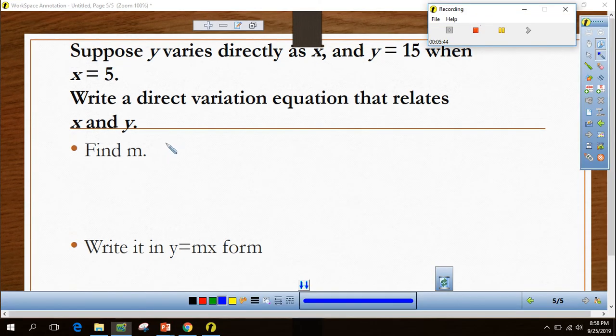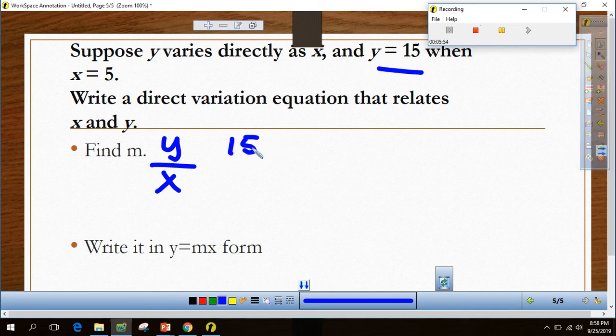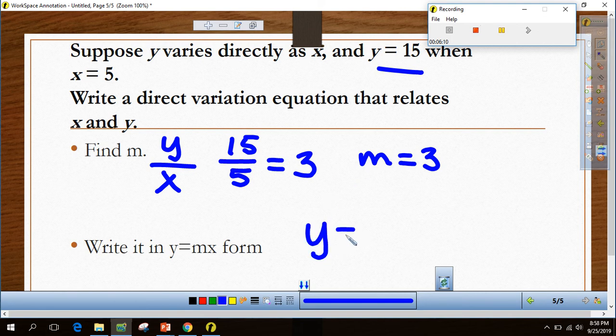So for slope, I always do my change in y over my change in x. So if y is 15, I would put 15 over x is 5. And then when I simplify 15 over 5, I get 3. So my slope is 3. So if I were to write that as a direct variation equation, I'm just going to write that in y equals mx form. I would say y equals, substitute in my 3x.